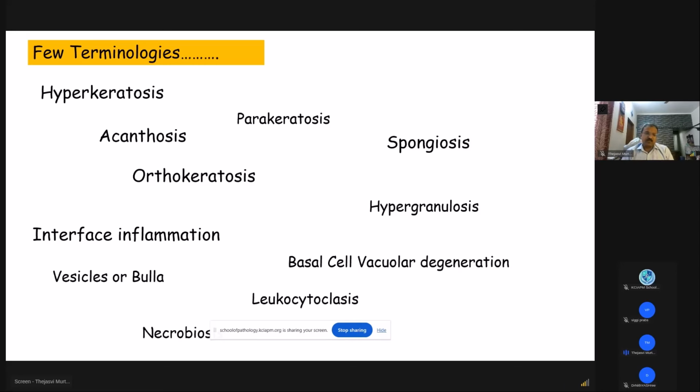One last term is necrobiosis. When do we use necrobiosis? We use it whenever there is degeneration or necrosis of the collagen. Usually it appears basophilic, or there is exaggerated eosinophilia of the collagen, or there is swollen collagen. We usually call it necrobiosis, which is surrounded by histiocytes, etc. We will encounter this in our subsequent slides.